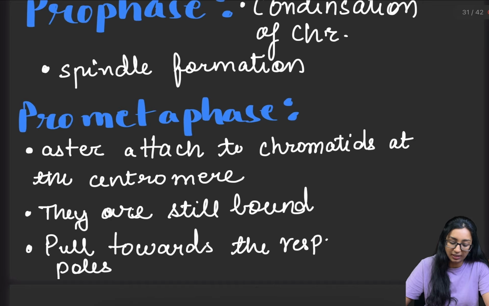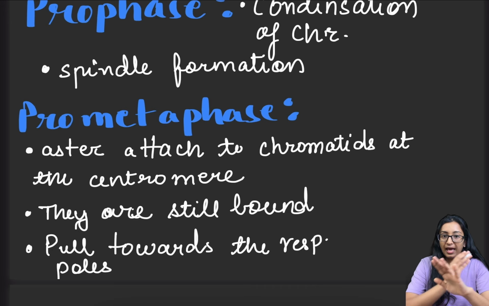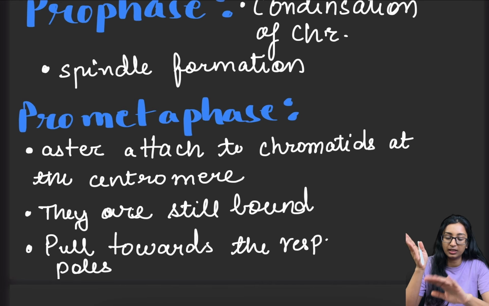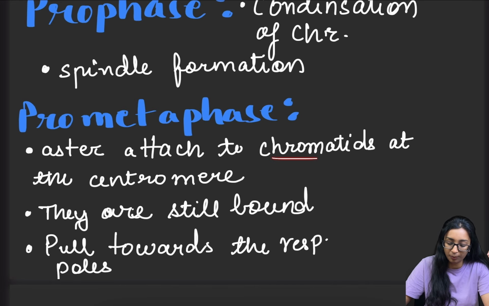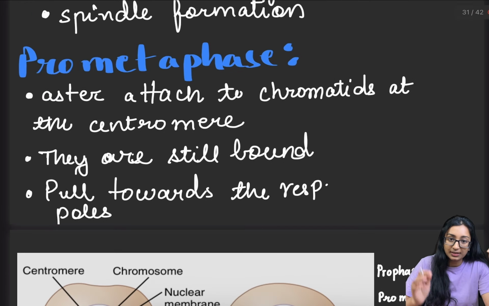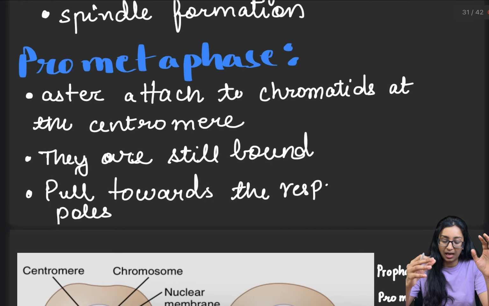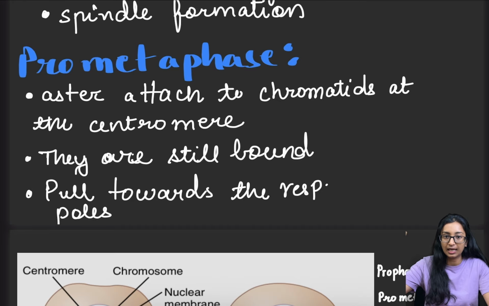Then in the next phase, that is prometaphase, the asters which were on the sides of the centriole will attach to the chromatids. The X shape has a centromere in between, and the long arms and short arms are called the chromatids. They are still bound at the prometaphase, and these asters, which have entered into the nucleus, will try to pull them out, and the centrioles themselves will go to the cell poles, the upper pole and the lower pole.